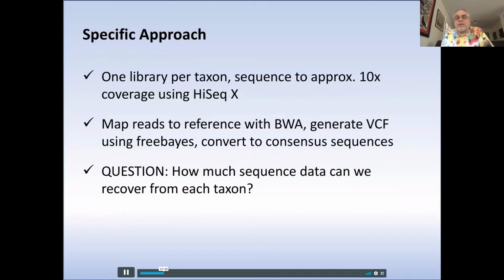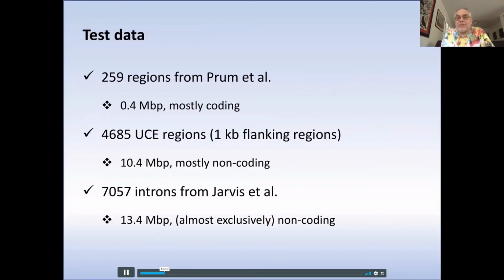What was our specific approach? It was simple. We took tissues, did one library per taxon, sequenced to about 10x coverage, and then we mapped reads. This was the pipeline that we built ourselves that I alluded to, largely Sarah's work. And question one, how much sequence data can we cover from each taxon?